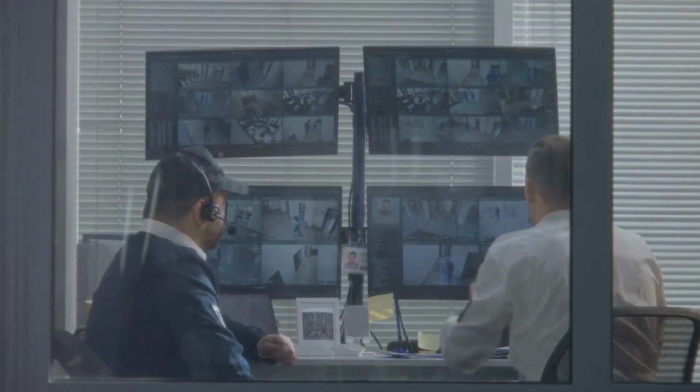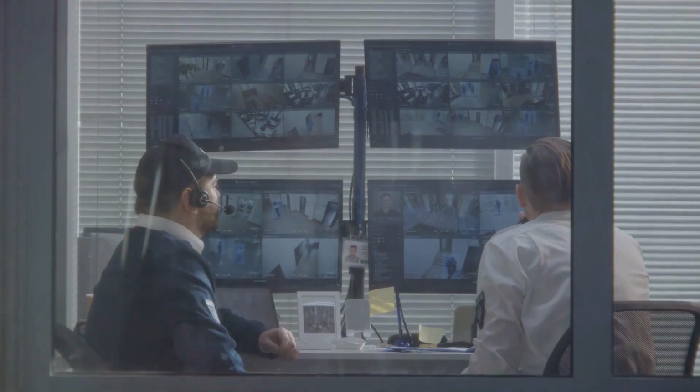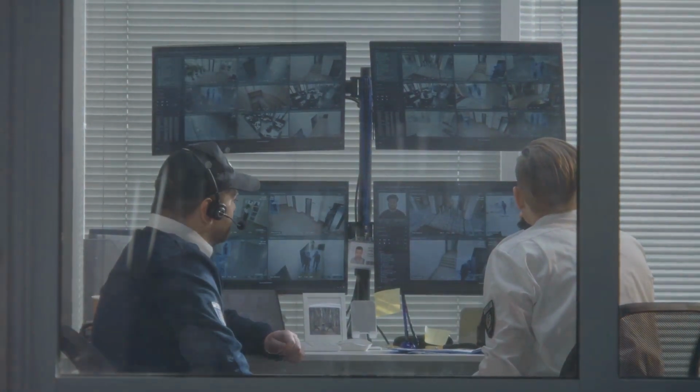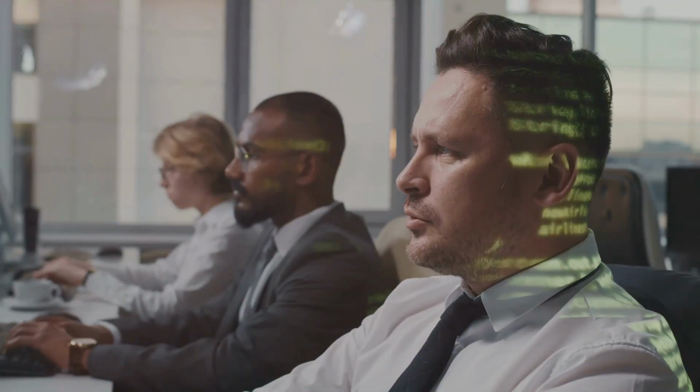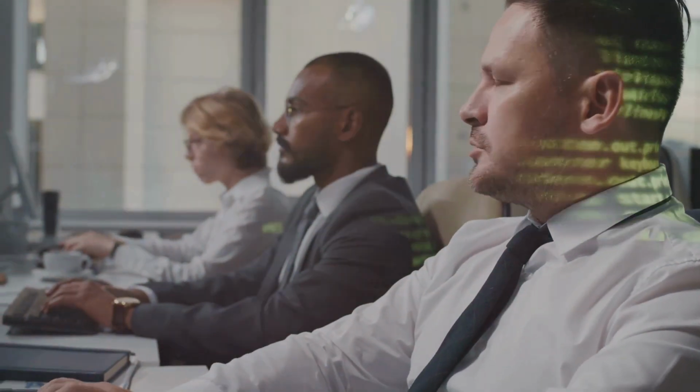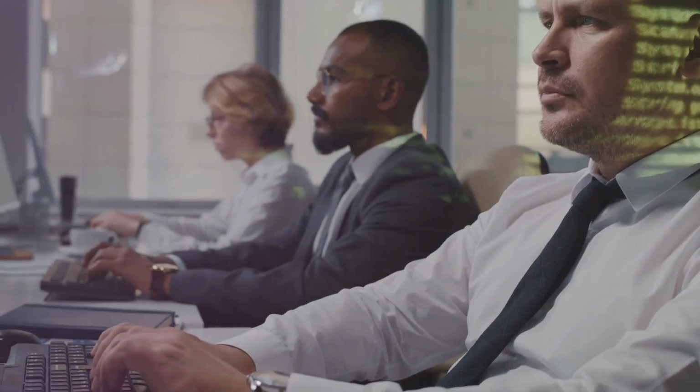Implementing these security controls is not a one-off task, but an ongoing process. It requires regular reviews and updates to ensure they remain effective against evolving threats. Best practices include conducting regular audits, providing employee training, and integrating security into your organization's culture.